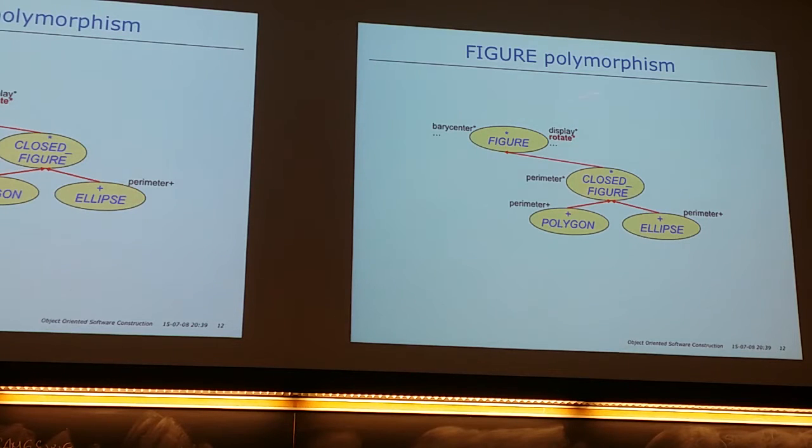So let's say we have this inheritance hierarchy here. We have figures, and we have closed figures, and under closed figures we have polygon and ellipse. Let's say here for the figure, we try to support different features, for example display or also rotate. And for the closed figures, it makes sense to calculate their perimeter, the size added up together. And you can see that the subtle difference is in the closed figure, the perimeter there is actually deferred, which means it's not defined yet.